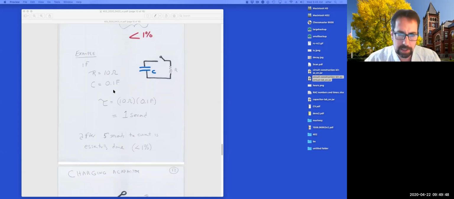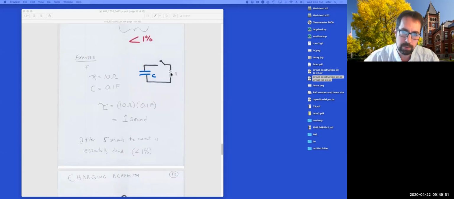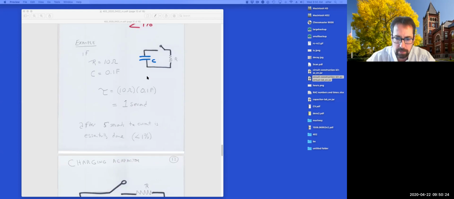Okay, so numerical example, just to take some of the mystery out of this. If I have this simple circuit, when I close that switch, the current's going to flow from the capacitor through the resistor. The behavior of that current and that voltage is going to depend on a time constant. If I have a 10 ohm resistor and a 0.1 farad capacitor, then my time constant is 1 second. After 5 seconds, that current is going to have reached less than 1% of its initial maximum. Okay, so there's our numerical example, just to take away some of the mystery of that.